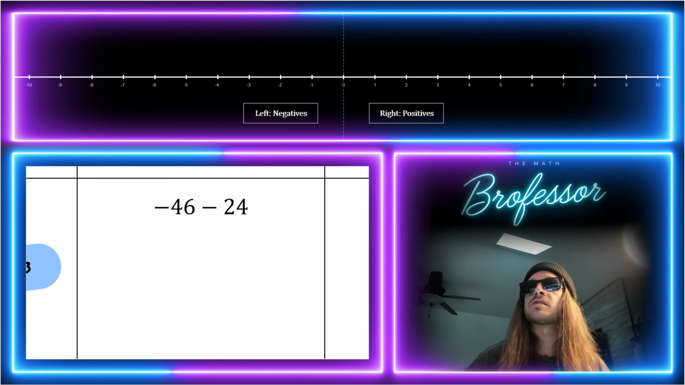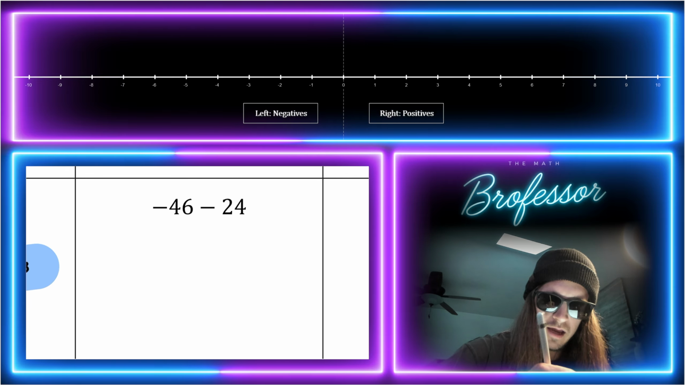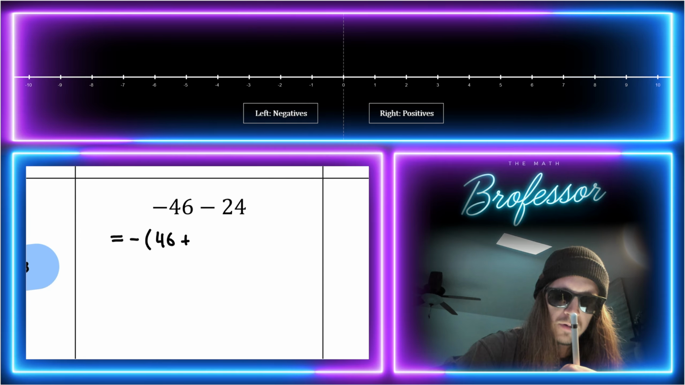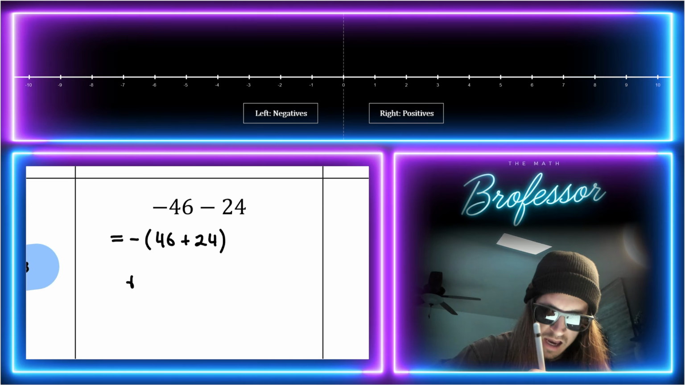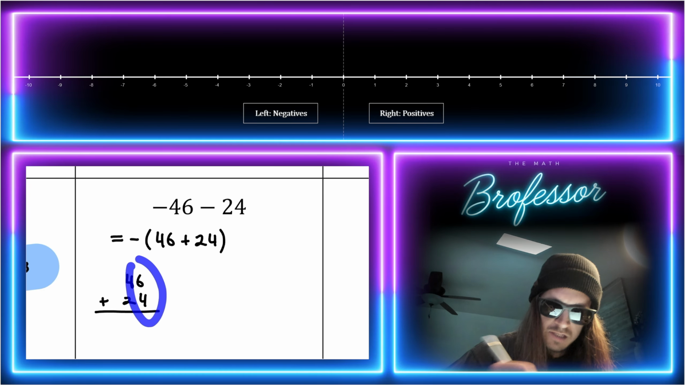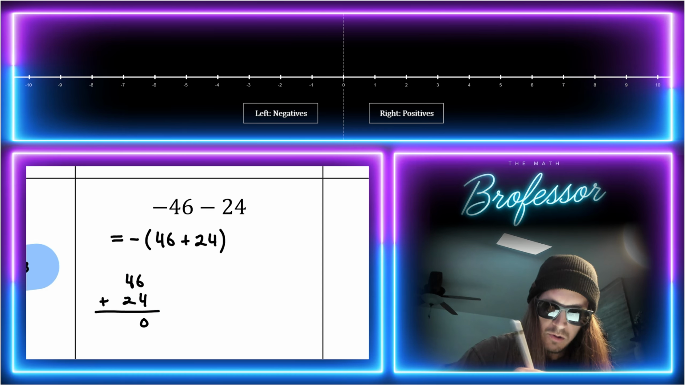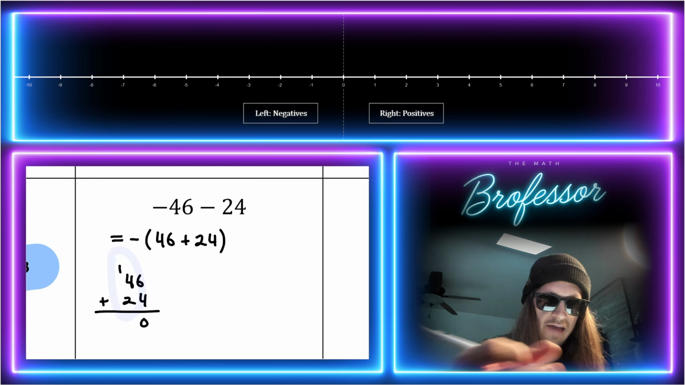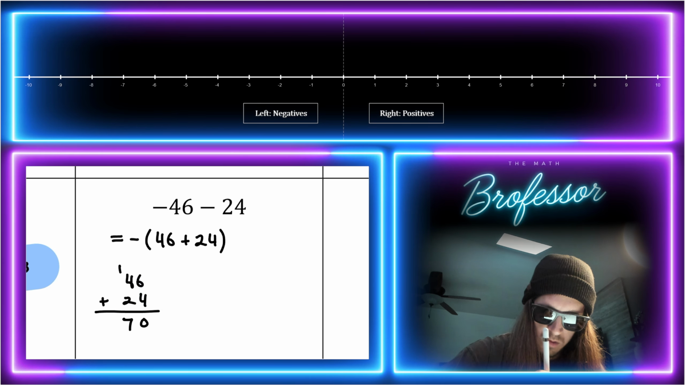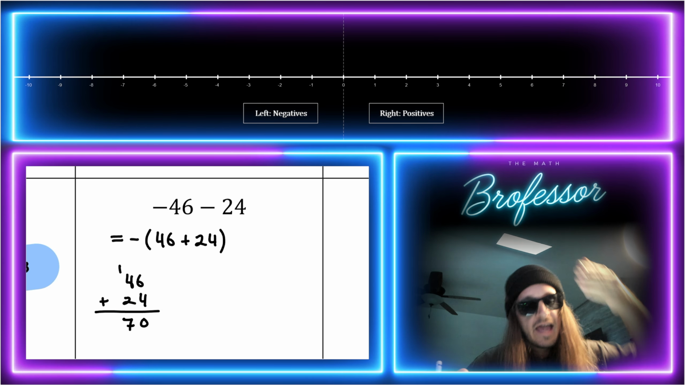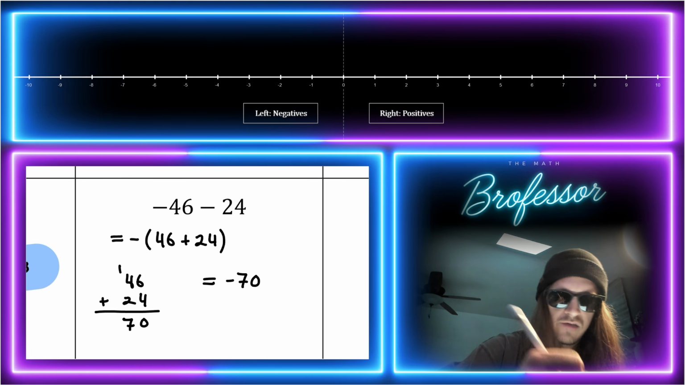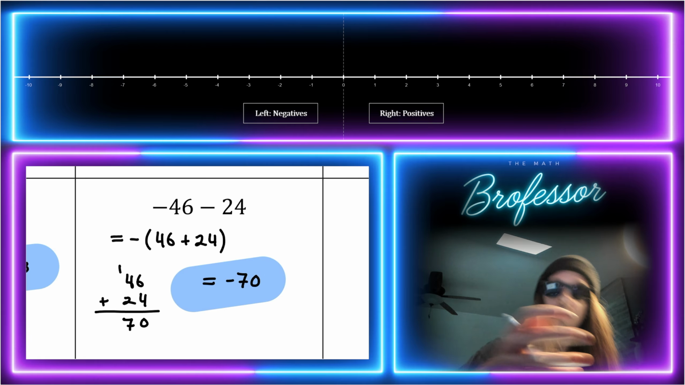All right, negative 46 and 24. So if you want to do this by hand, this is the opposite of negative 46 plus 24. So if we add 46 and 24, 6 plus 4 is 10, so write down the 0, carry the 1, and then add up whatever remains. 1 plus 4 plus 2 is 7. Now, since 46 plus 24 is 70, negative 46 minus 24 is going to be negative 70.